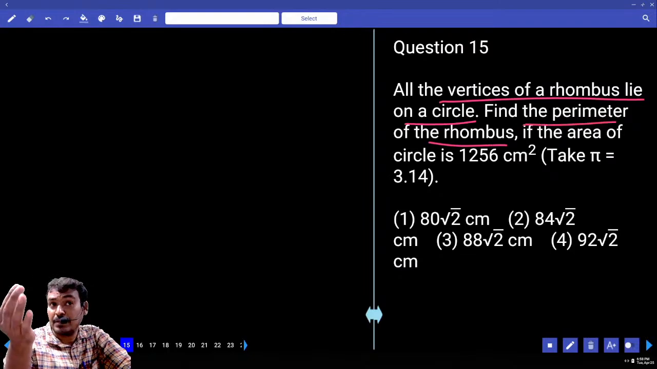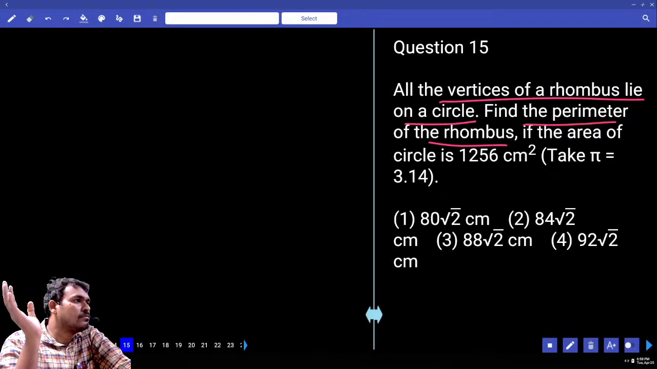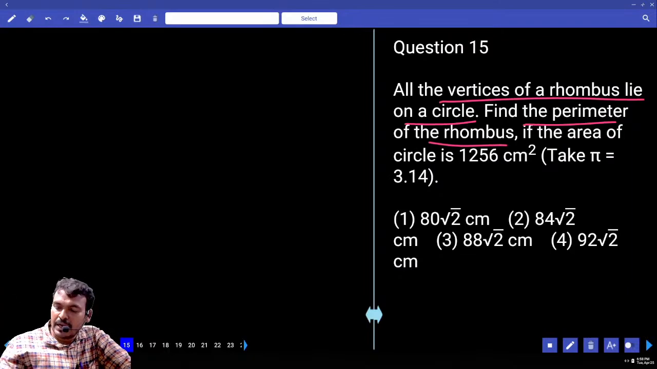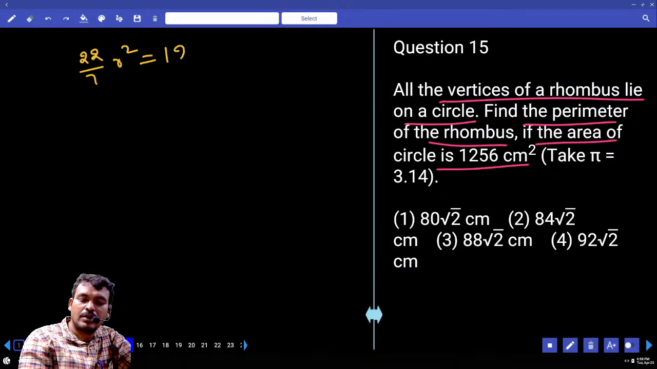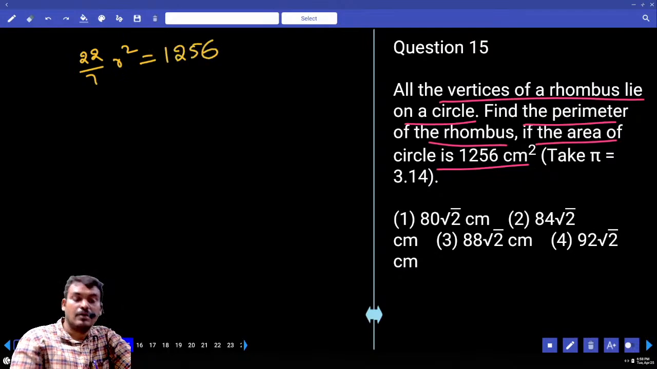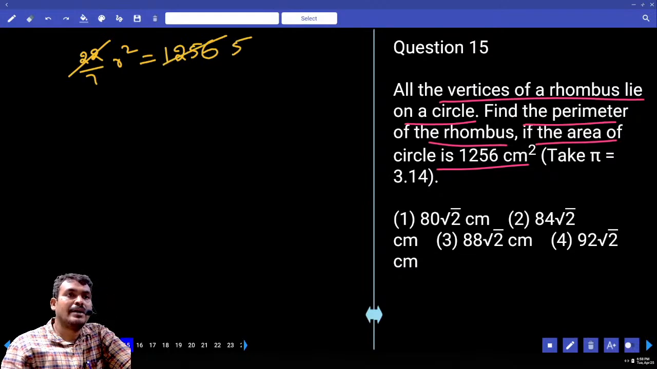Next, find the perimeter of a rhombus. Means we require perimeter of a square. And if the area of a circle is given as 1256 centimeter square, area means pi r square. 22 by 7 into r square equal to how much value? 1256. 22 5 is how much? 110. What is the remaining?